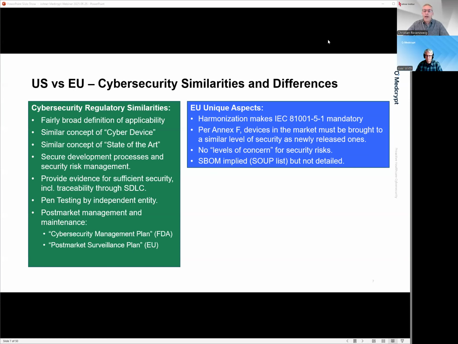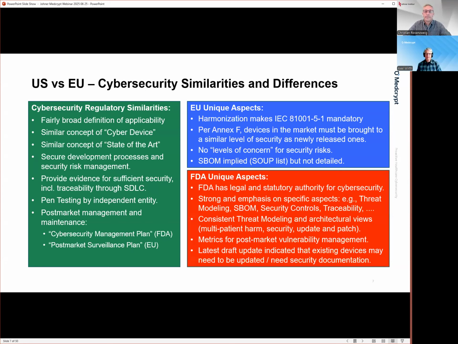And there are no levels of concern for security risks. And there is a requirement for an inventory list of third-party components within the software, but not as specific as the FDA with its SBOM requirements.